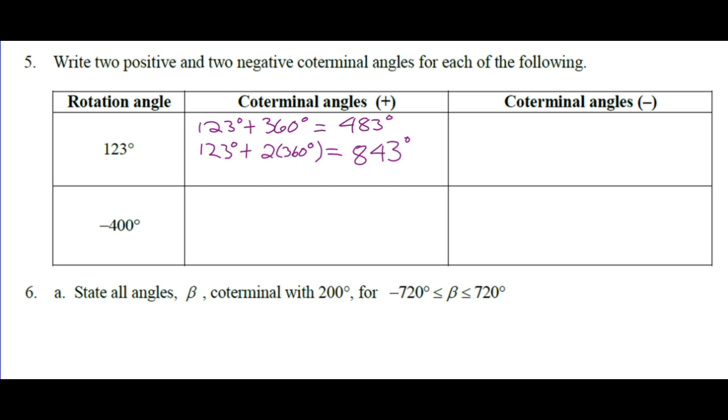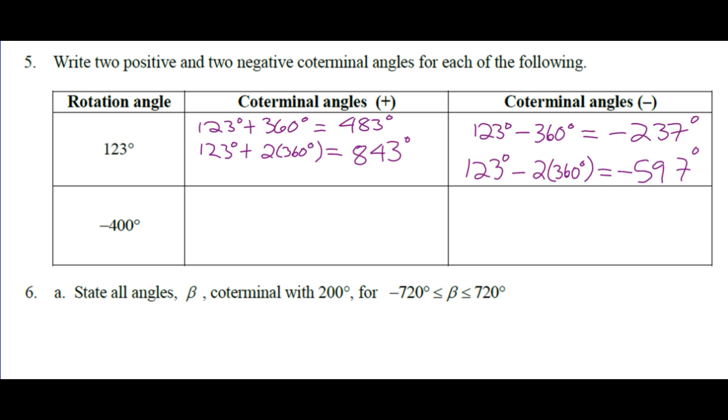What if I want negative coterminal angles? Then I start with 123 degrees and I subtract 360, which gives me negative 237. And I start with 123 degrees and I subtract 2 360s, which is how much? Negative 597 degrees. We always need the degree symbol to indicate it's in degrees.